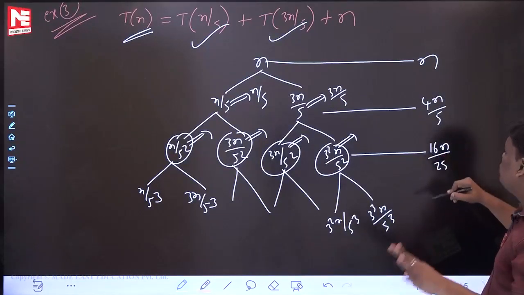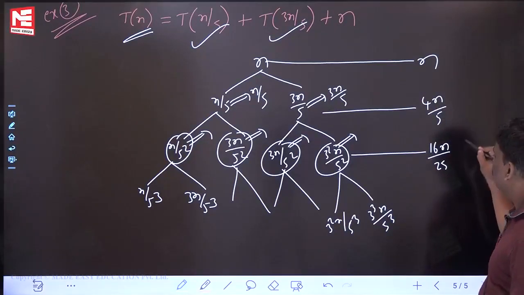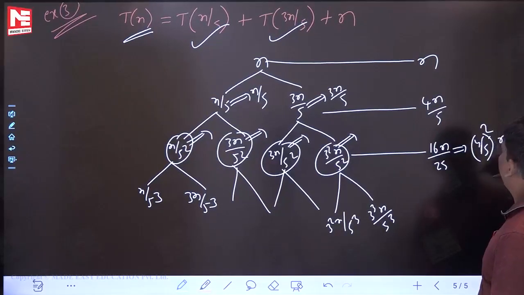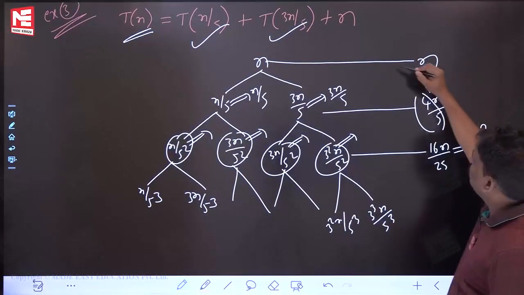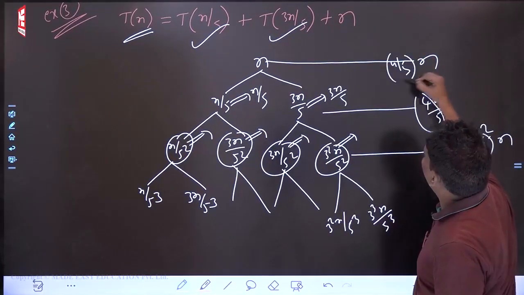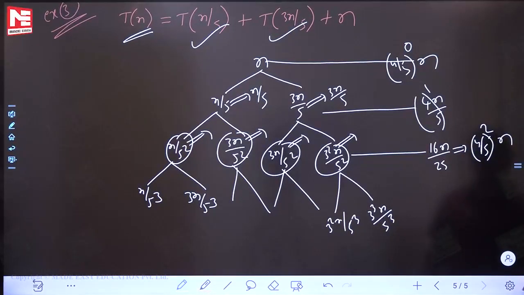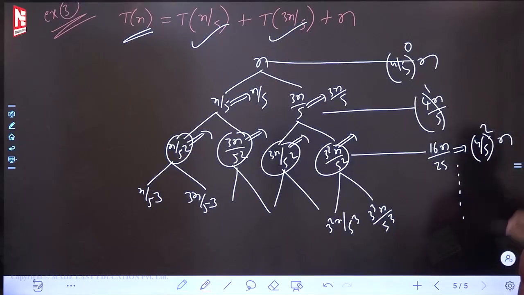Some people are asking, sir, which series? If you want, you can check. Which series is going on? It is 4 by 5 n. 4 by 5 whole square n, 4 by 5 whole power 1 n, 4 by 5 whole power 0 n. It looks like a 4 by 5 series: 4 by 5 whole power 0 n, 4 by 5 whole power 1 n, 4 by 5 whole square n, and so on. It keeps on continuing.